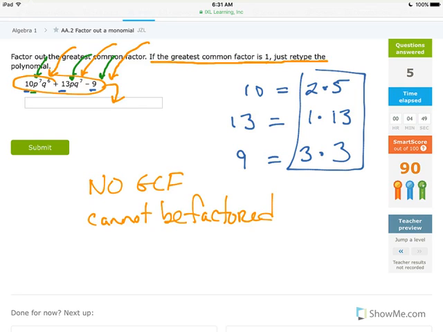And that is it. That is your notes and your examples for IXL module AA.2 in the Algebra 1 section.